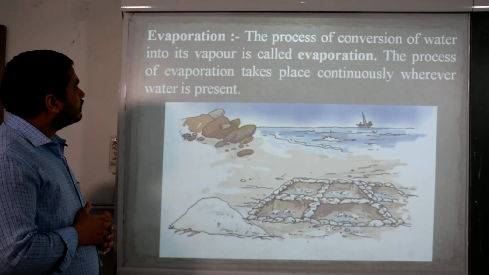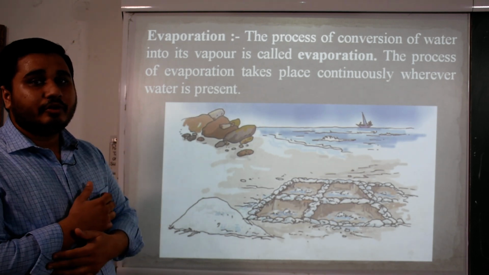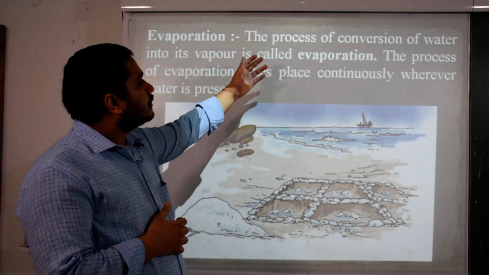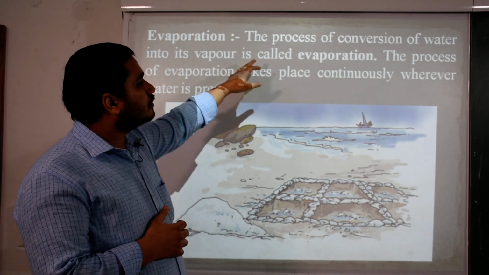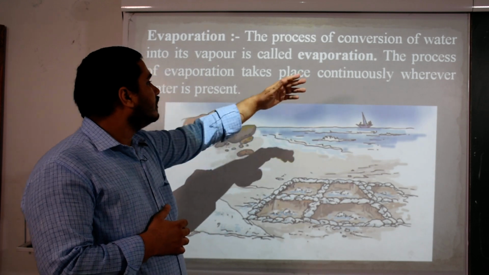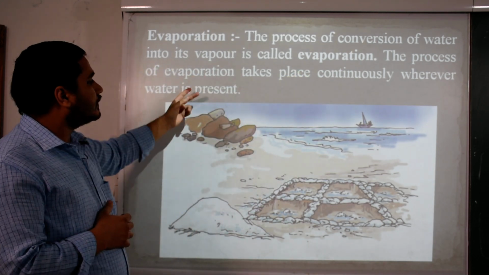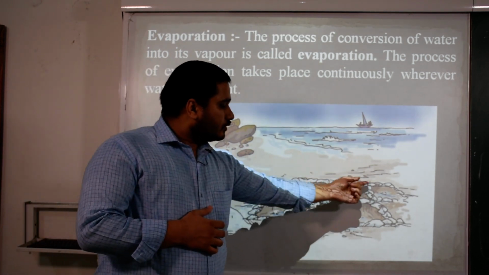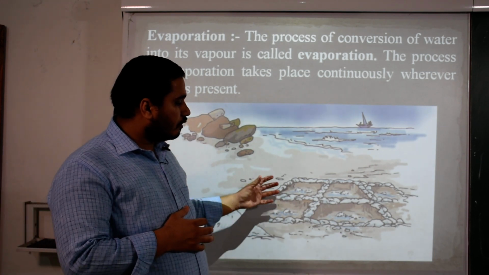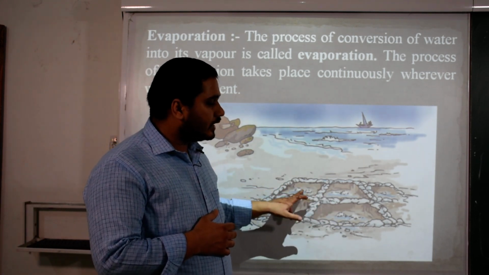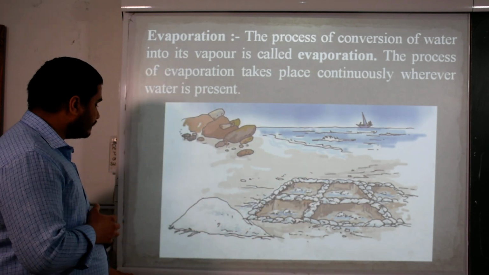Clear? Then evaporation. A large process used naturally and by humans also is evaporation. The process of conversion of water into its vapor with the help of sunlight is called evaporation. The process of evaporation takes place continuously wherever water is present. This picture is of salt lakes, where salt is obtained from the lake side by evaporation. The water here evaporates and the remaining particles are salt, which we get naturally.